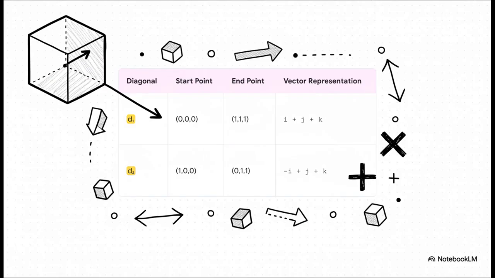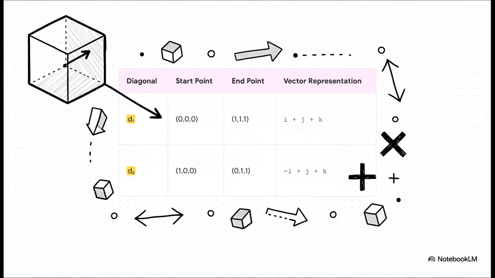So first, let's just stick one corner of a cube with side length 1 right at the origin, 0, 0, 0. Our first diagonal, D1, goes from there to the opposite corner at 1, 1, 1. So its vector is super simple, 1i plus 1j plus 1k. For the second one, D2, we'll pick the diagonal going from 1, 0, 0 to 0, 1, 1. That gives us a vector of negative 1i plus 1j plus 1k. Okay, we've defined our two diagonals.